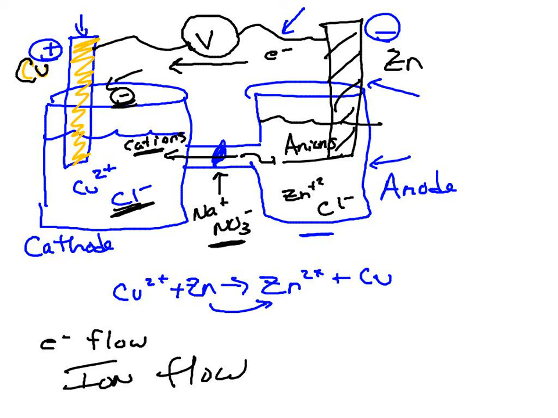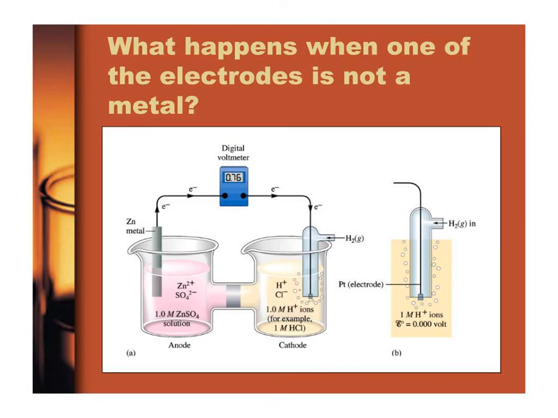and you could make a battery. Now, I want you all to notice in this particular diagram that I put the copper metal in the copper solution and the zinc metal in the zinc solution. But what would you do if the reaction did not have a metal? Sometimes the reaction that's taking place involves a gas. And so here's an example. What happens when one of the electrodes is not a metal?